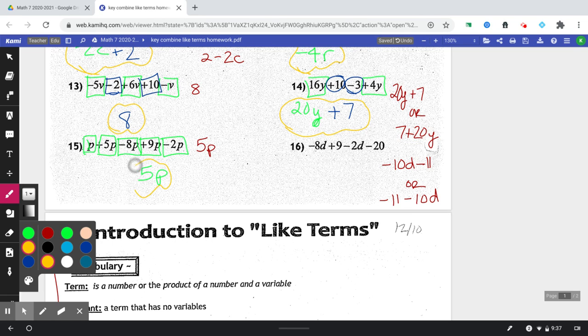Number 16, we have negative 8d and negative 2d. So think negative 8 and negative 2. You're going to have a total of negative 10d's. And then we can combine positive 9 and negative 20 to get negative 11. And that will be your final answer.